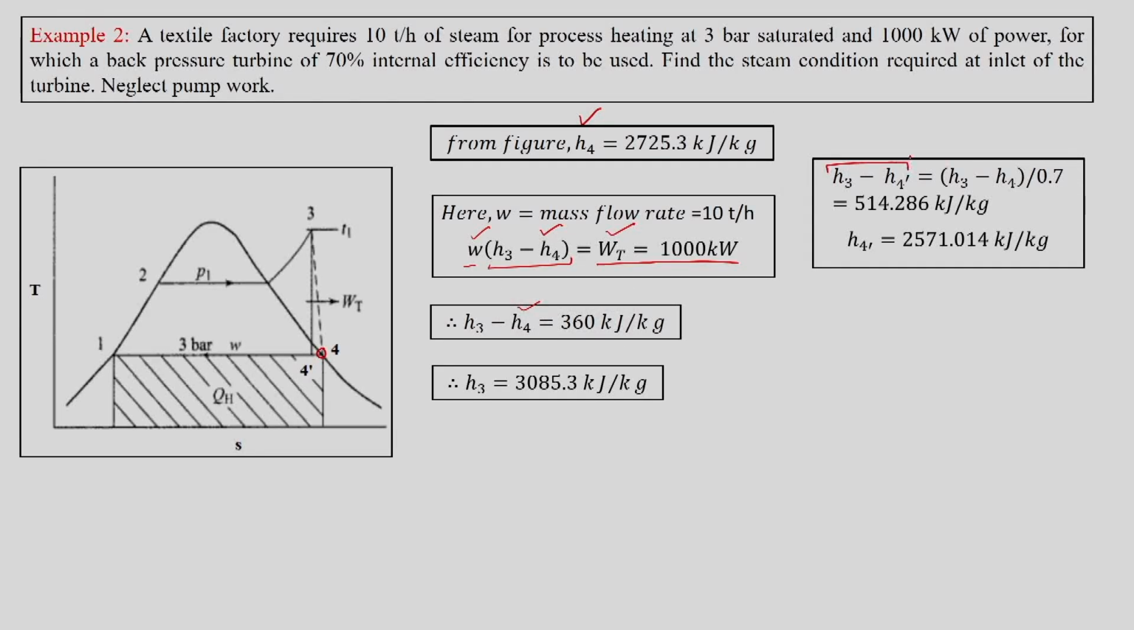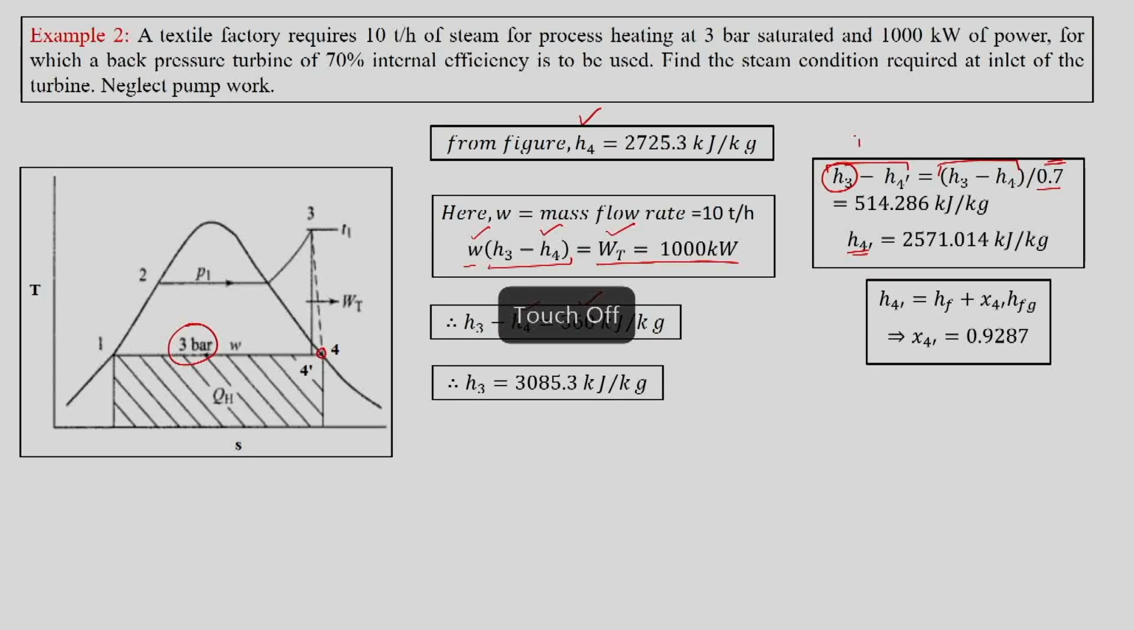So, this is the ideal turbine work, and this is the actual turbine work divided by the efficiency. So, actual turbine work is known, efficiency is known, H3 is known, then we can find out H4 dash, and this H4 dash belongs to 3 bar pressure. So, from this we can say that H4 dash is equal to HF plus X4 dash into HFG.